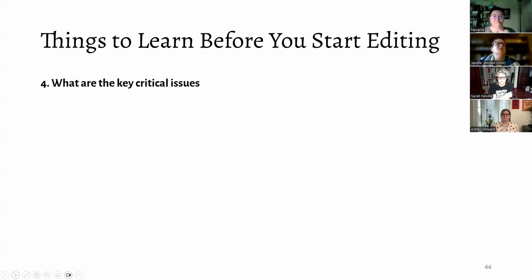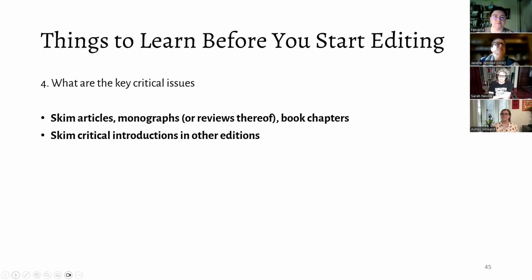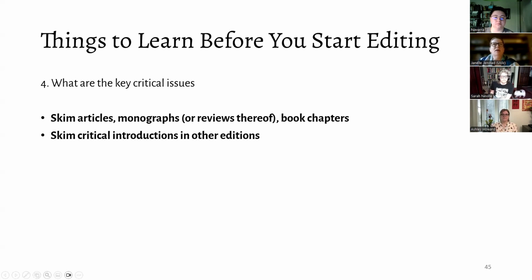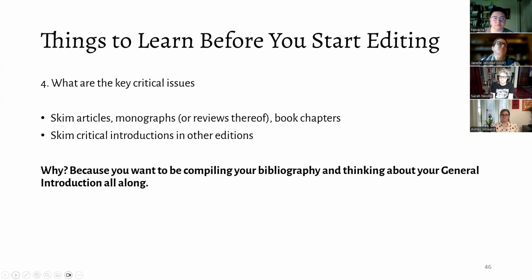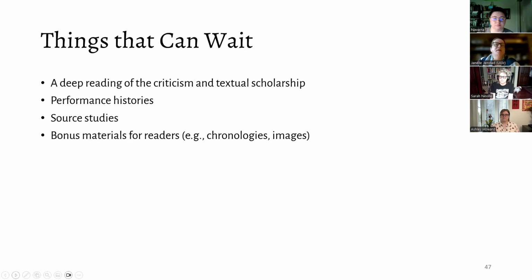What are the key critical issues? So for the purposes of the proposal, skim articles, monographs, or reviews of monographs, book chapters, skim the critical introductions in other editions, and make sure that you're aware of what the key issues are before you start to write your proposal. Things that can wait until you're actually into the work are deep reading of the criticism and textual scholarship, performance histories, source studies, and bonus materials for readers, chronologies and images, for example.